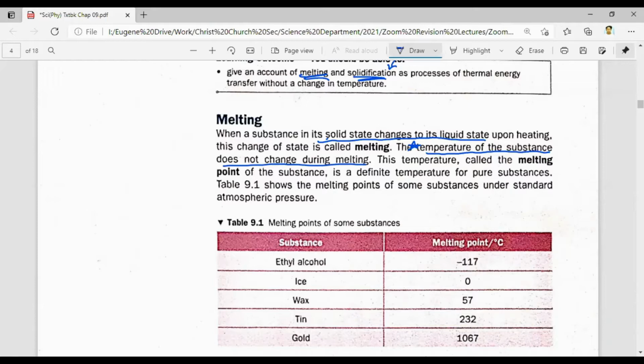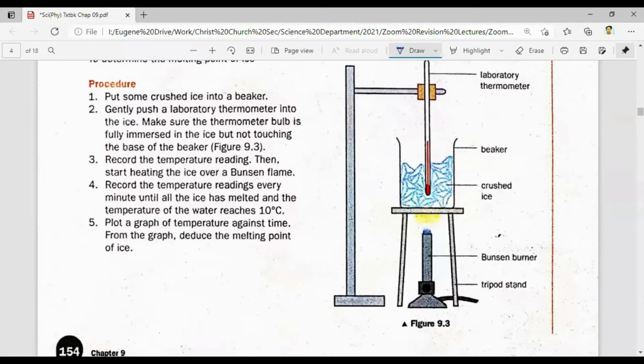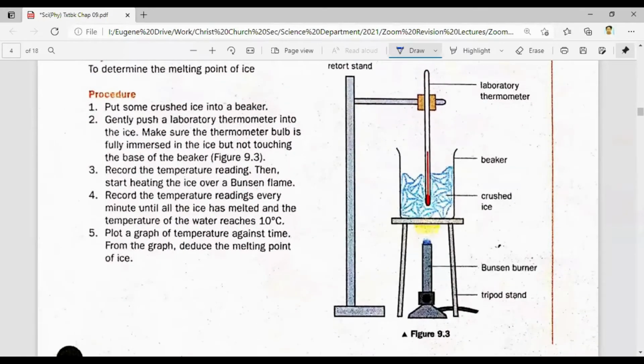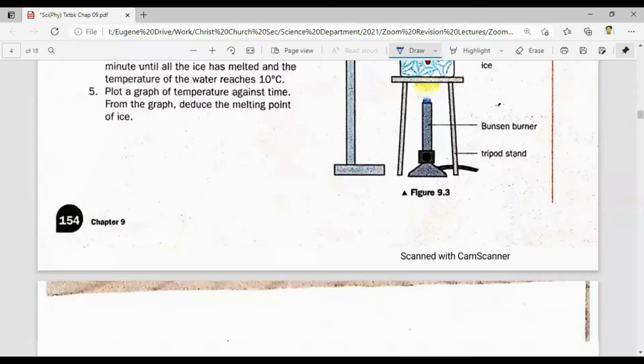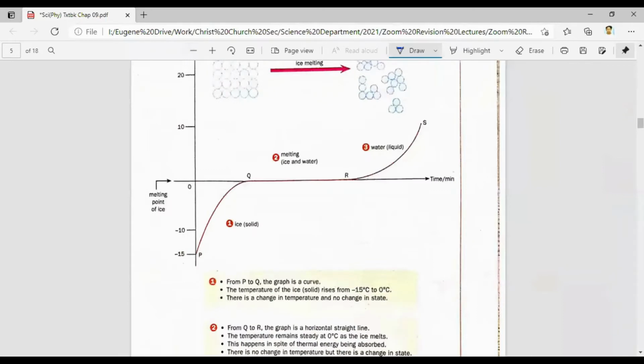I know many of us think that melting only occurs at 0, which is because of ice. However, do take note, different substances have different melting points. So please do not assume that every single thing melts at 0. It's not true. This is an experiment regarding how to determine the melting point. I won't really go through it. I want us to look at this curve.